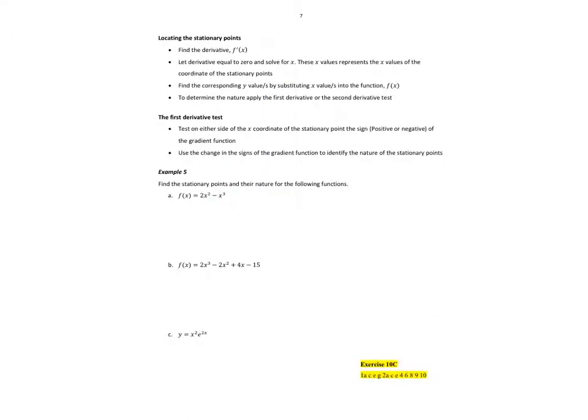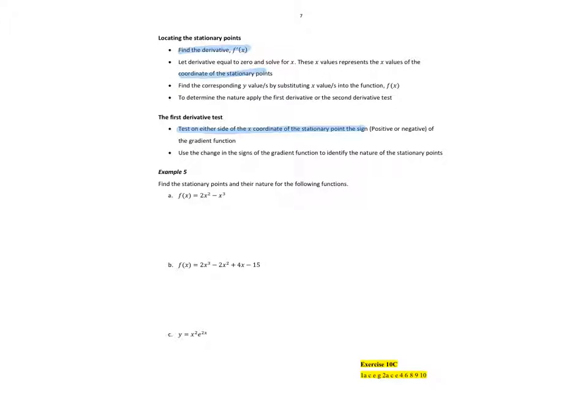So in terms of locating it, there's no surprises. We find the derivative, f dash of x, and we want to put f dash of x equal to 0, okay? That will give me the x values of the stationary points. What I then want to do is find the corresponding y value, and that gives me the actual coordinate of my stationary point. The first derivative test is just testing either side of the x coordinate to see whether it's positive or negative. We don't really need the value. I just need to know if it's a positive gradient or a negative gradient.